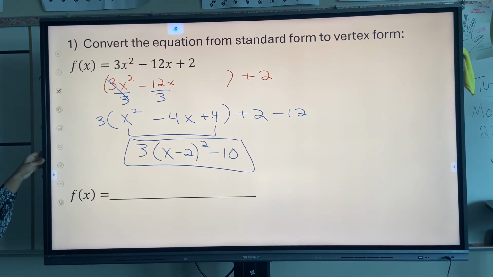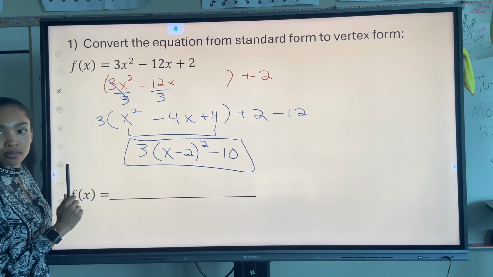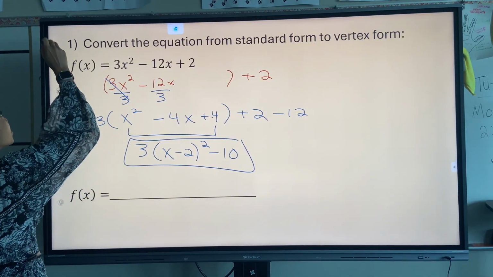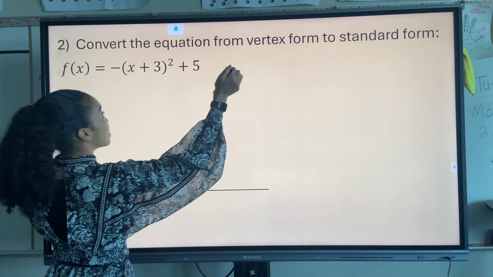Do not put a check if they got it right. If they got it wrong, put an X. If they missed the squared, it's wrong. Put an X. Any questions? Next one. We're going from vertex to standard.